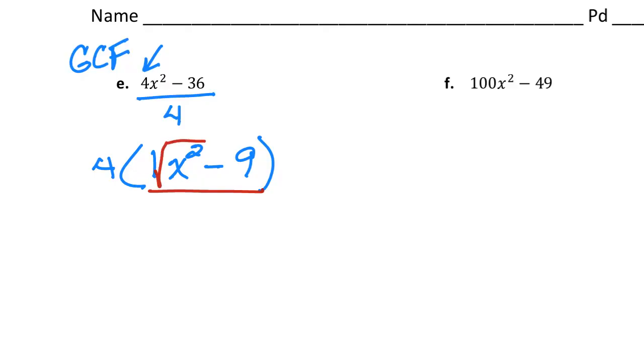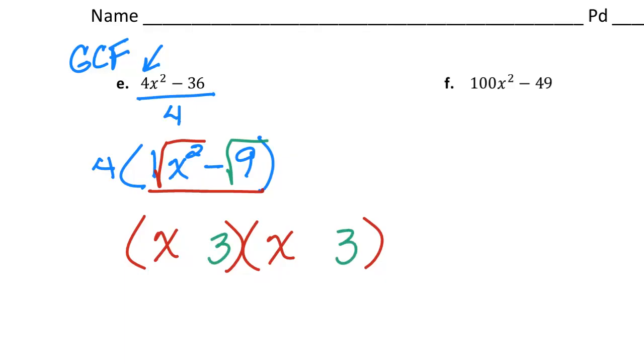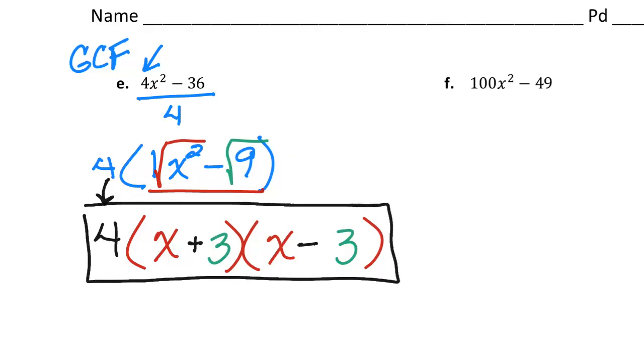So if I take the square root here, what is the square root of x squared? It's an x, right? And then take the square root of 9. What's the square root of 9? What times what gives you 9? 3. Put a plus sign and a minus sign. These aren't squared, so that should be good. And then don't forget, you need to bring this 4 down because you factored that out initially. So the factorization is 4 times x plus 3 times x minus 3.